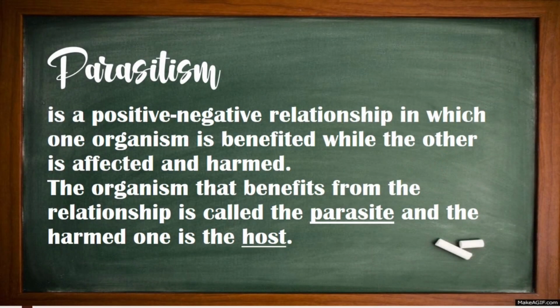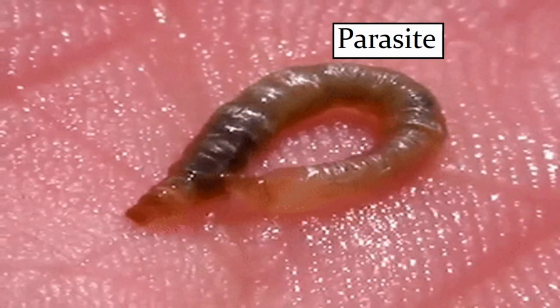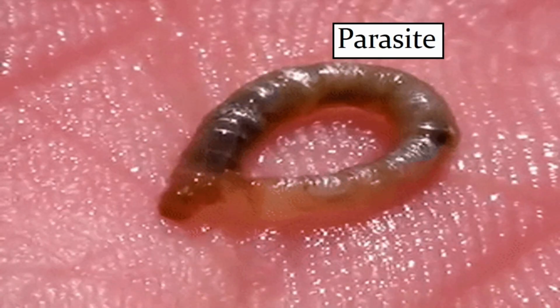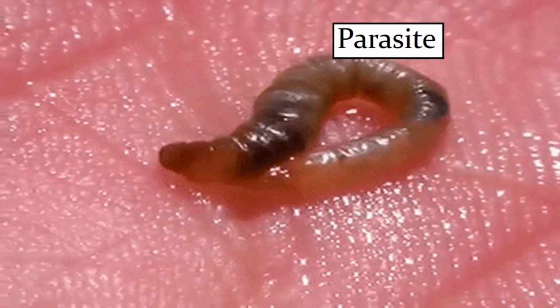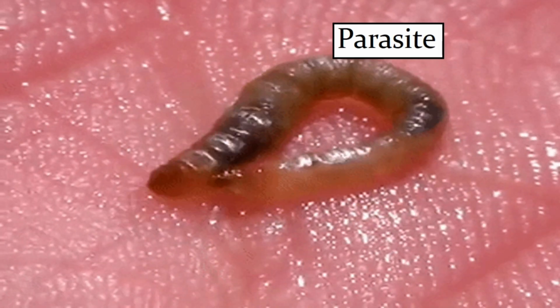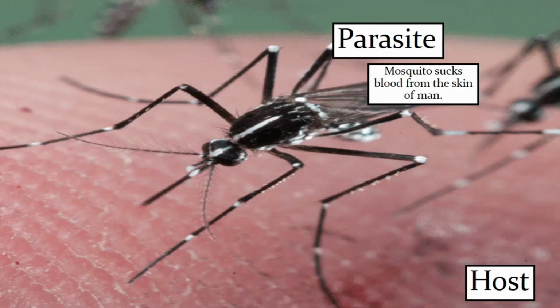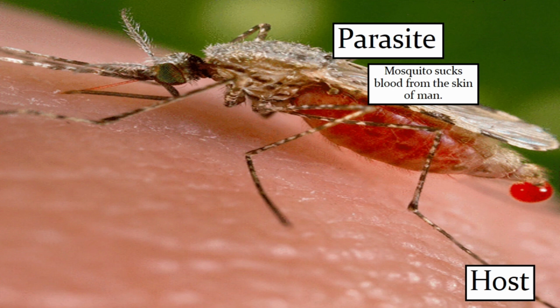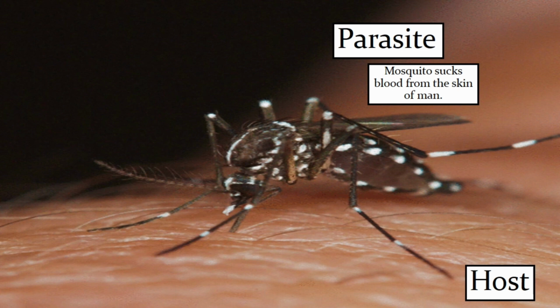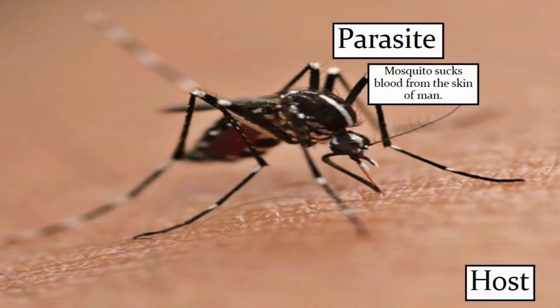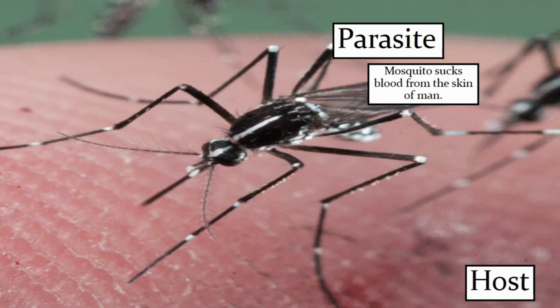Next is parasitism. It is a positive-negative relationship in which one organism benefits while the other is affected and harmed. The organism that benefits from the relationship is called the parasite, which is usually smaller than the other organism, the host. Some parasites live outside the body of the host, like the mosquito. The mosquito is a parasite that lives outside the body of the host. It sucks blood from the skin of man, which is the host.